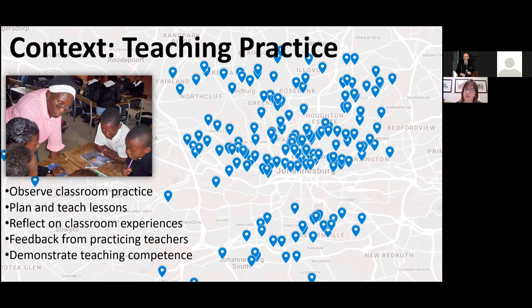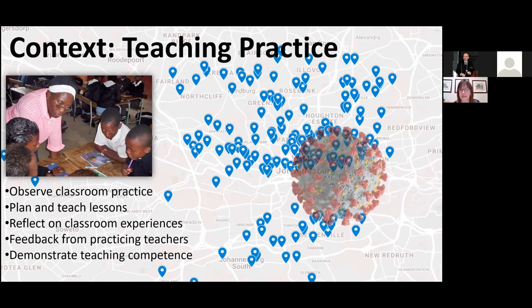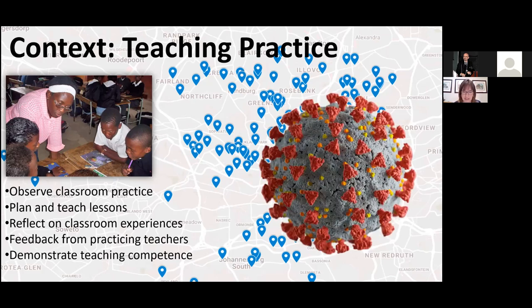And so every year, universities in South Africa, teacher education is in the higher education sector, place thousands and thousands of students in schools for up to eight to 10 weeks of the year. And they're supposed to be observing classroom practice. They're supposed to plan and teach their lessons. They're supposed to reflect on their classroom experience. They have an opportunity to engage with teachers and get feedback from the teachers. And they're supposed to demonstrate their growing teaching competence for assessment, which is all very well until COVID hit.